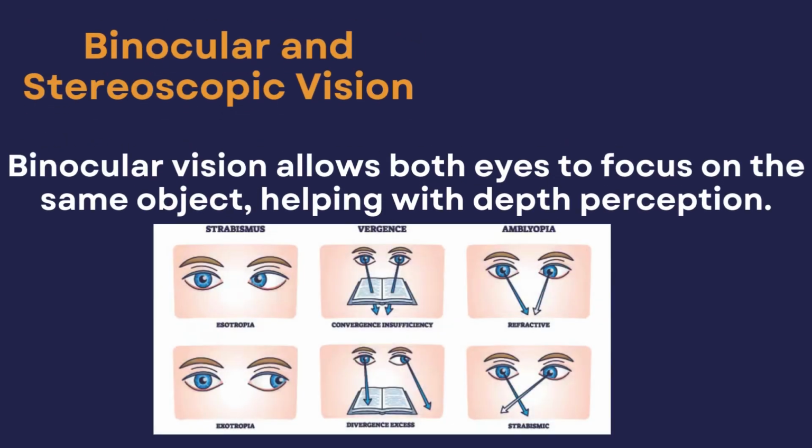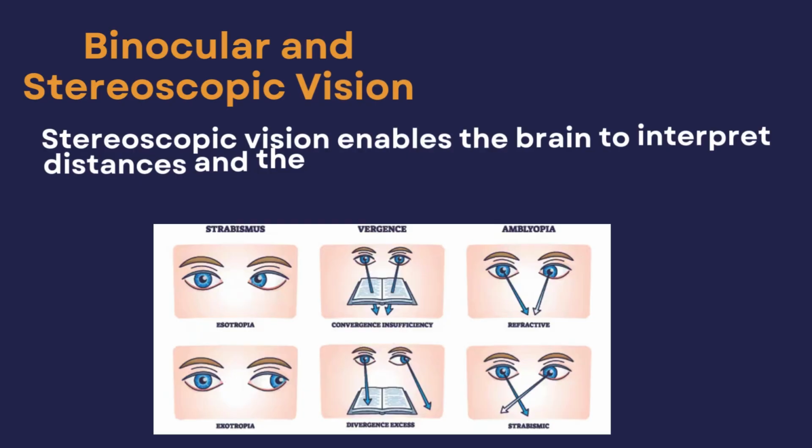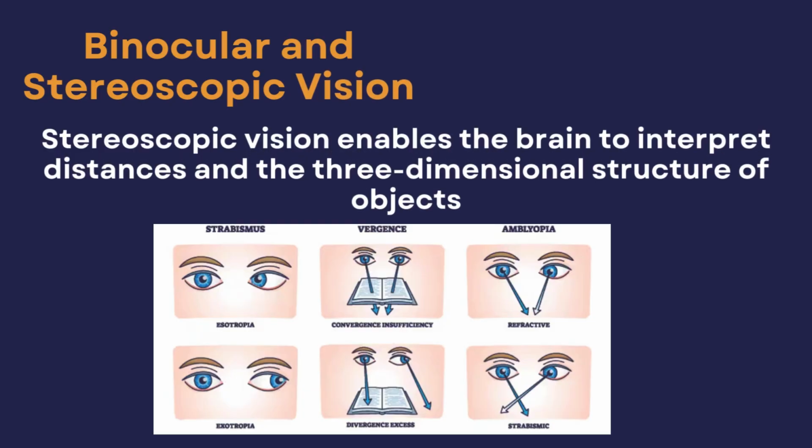Binocular and stereoscopic vision. Binocular vision allows both eyes to focus on the same object, helping with depth perception. Stereoscopic vision enables the brain to interpret distances and the three-dimensional structure of objects.